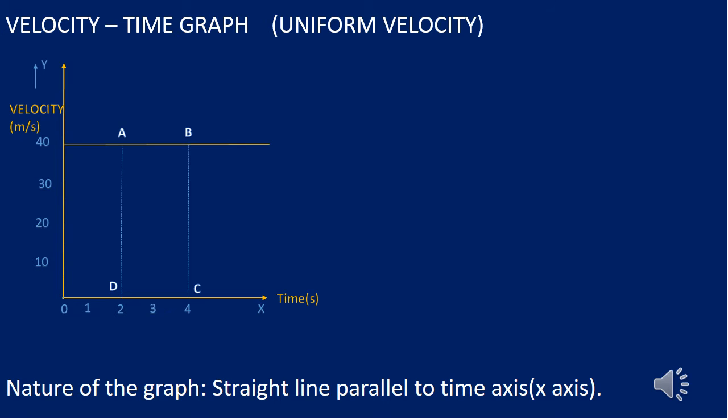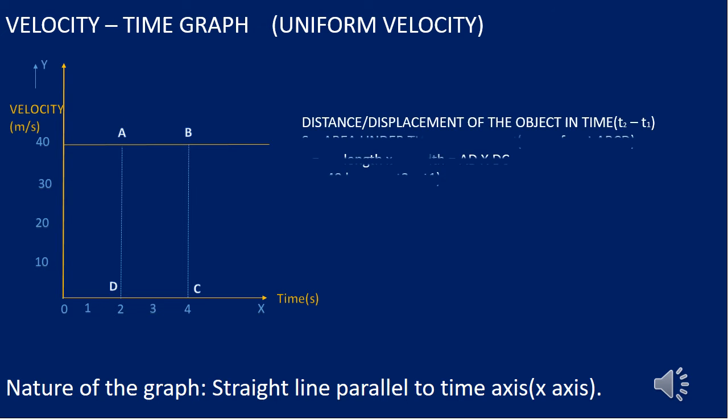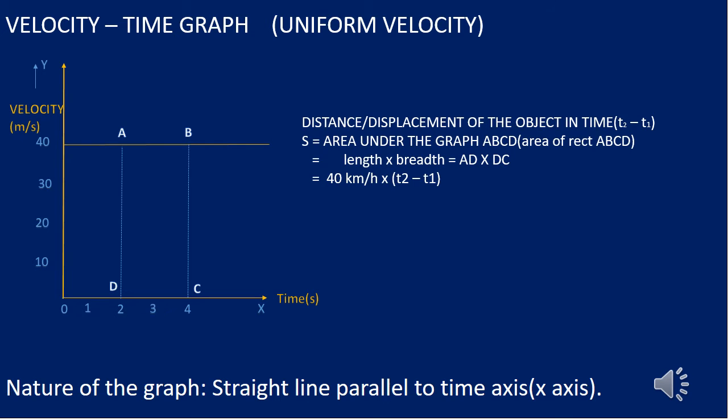So here from 2 and 4 we'll be plotting two perpendiculars that meet the graph at the points A and B. So displacement will be the area under the graph AB, that is area of the rectangle ABCD. So area of the rectangle we know how to calculate, that is length into breadth. So here the length you can see AD or BC is the length and breadth is CD or AB. So AD or BC both represent velocity, whereas CD and AB both represent time. So we have to calculate the area of the rectangle.